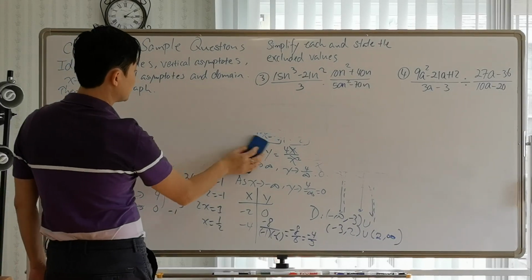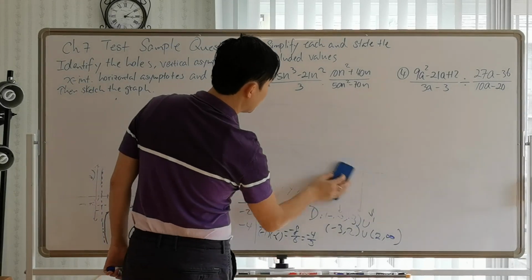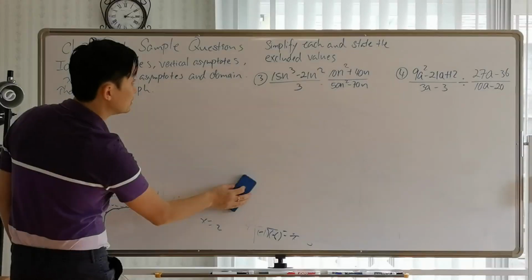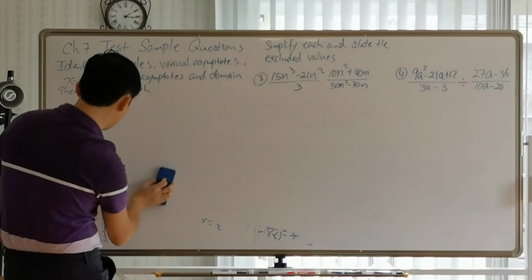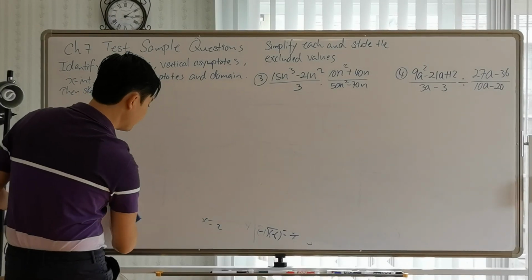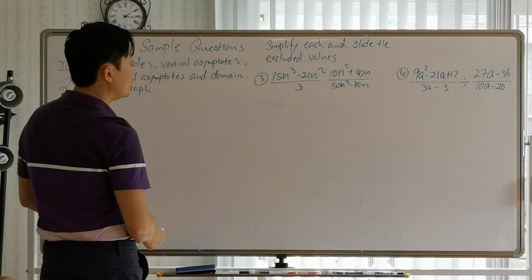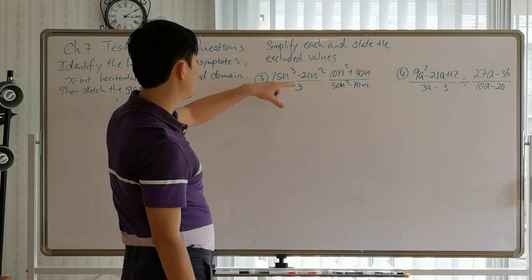Okay, so now what else? What about number 3 and 4? For number 3 and 4, we want to find out the simplest form for the rational expression. So one thing that you want to do, you want to factor this first.